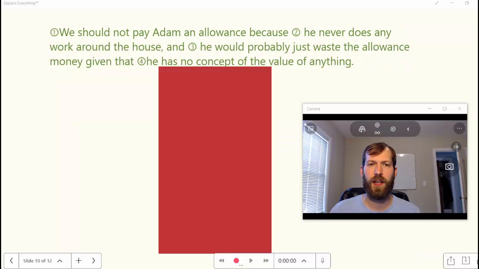All right, let's take a look at another argument. So this says we should not pay Adam an allowance because he never does any work around the house, and he would probably just waste the allowance money given that he has no concept of value of anything. So go ahead and pause the video and try diagramming this argument yourself, and then we'll compare it to how it should be diagrammed, and I'll talk about why it should be diagrammed that way.